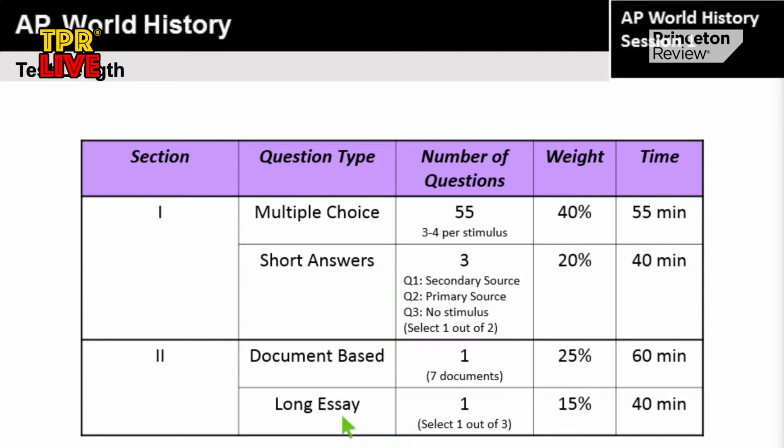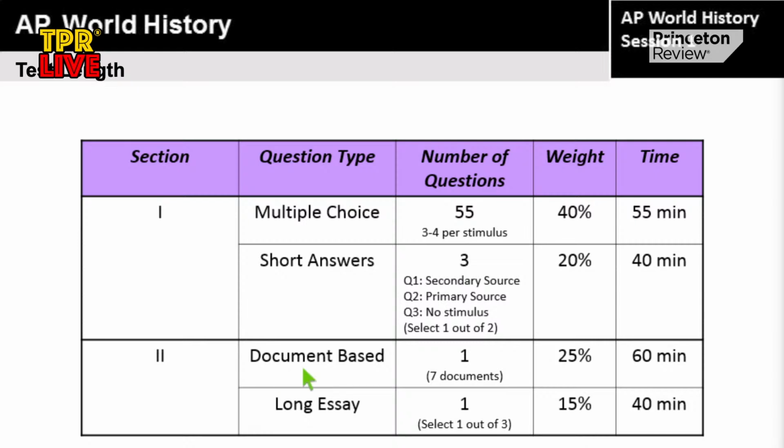Yes, there are the long essays as well, which are down here. So you do have a document-based and a long essay question as well. I'll get to that in a minute. So this one is 55 minutes, and then you have short answers. Basically, you have to do 3 of these short answers. One question is on a secondary source. The second question is on a primary source. There are no choices here; these are the 2 you have to do. And then there are 2 questions with no stimulus, and you have to answer one of them. That's 20%, and all 3 of these should take about 40 minutes.